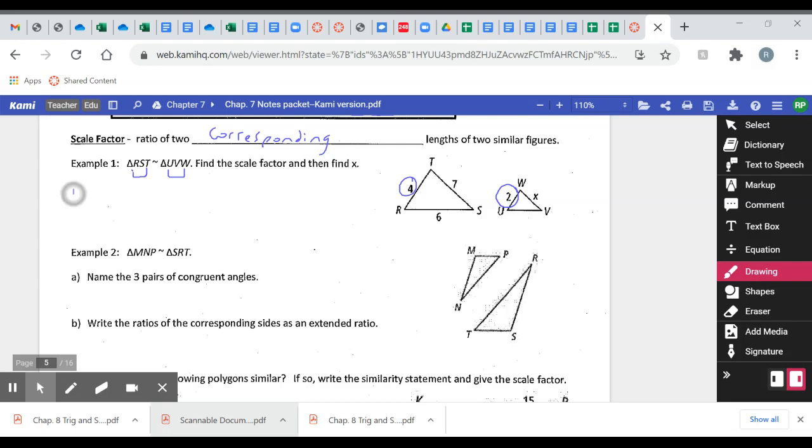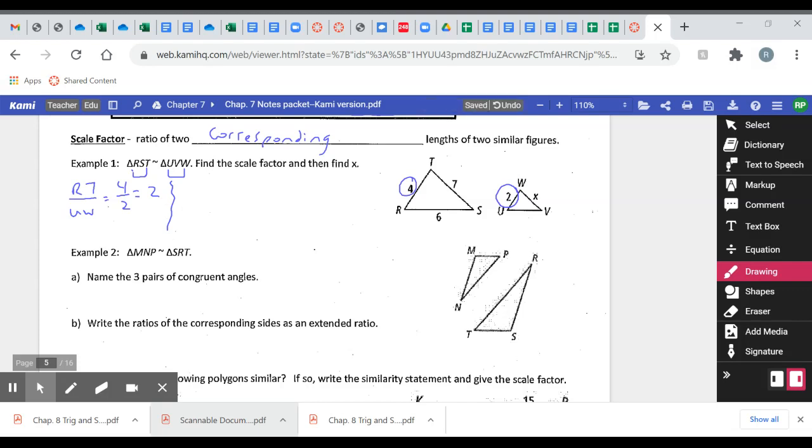So in this particular case, we have RT over UW. And so that ends up 4 over 2, which reduces down to 2. So the scale factor of triangle RST to UWV is 2. Everything on the triangle on the left is twice as big as the triangle on the right. Now, if they want us to figure out what x actually is, there's two ways you could do that. You could either use the scale factor and think, okay, I know the scale factor is 2.